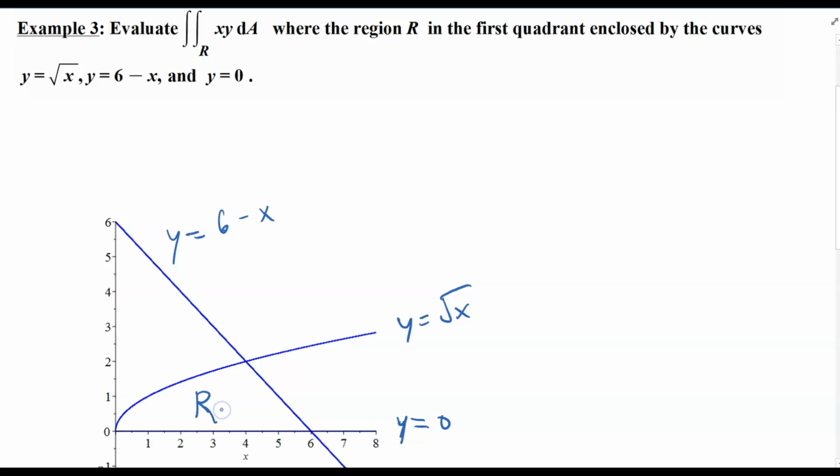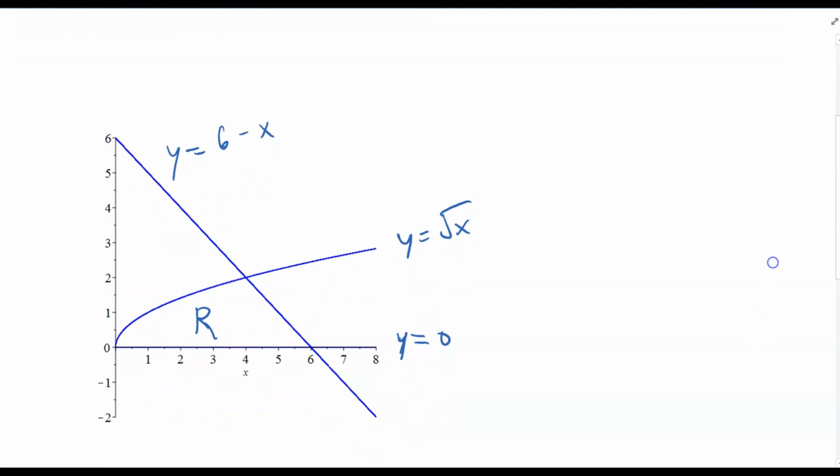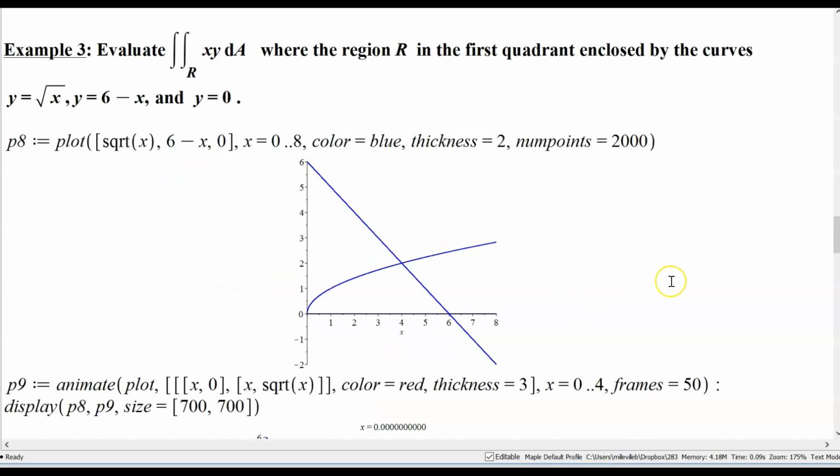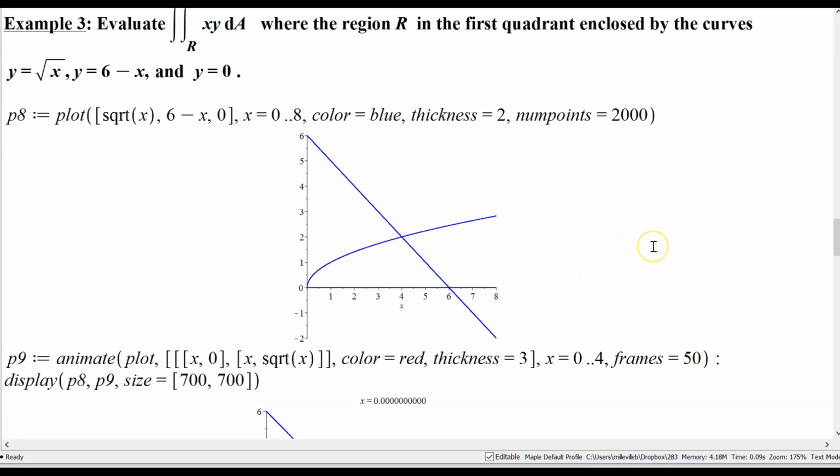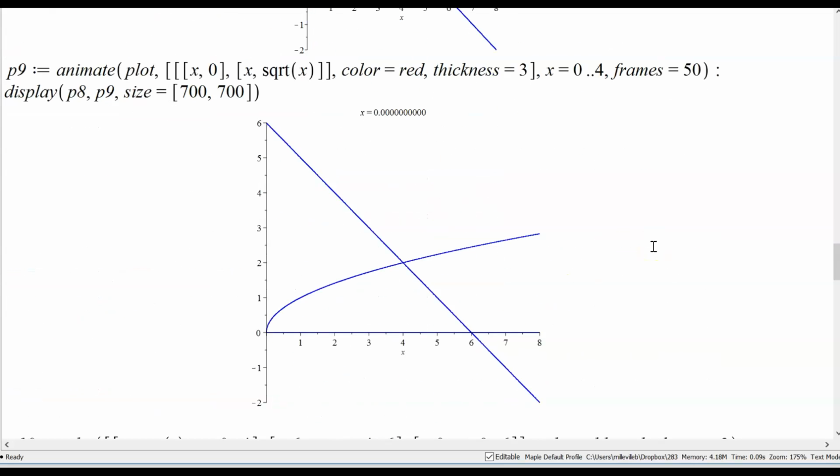And let's take a look at that in Maple for a second, and what our options are going to be as to whether we're going to want to set this integral up as a type 1 integral or a type 2 integral. Alright, I've got that problem brought over. There's the region that we know about. Now let's take a look at what the slices look like if we think about the vertical slices.